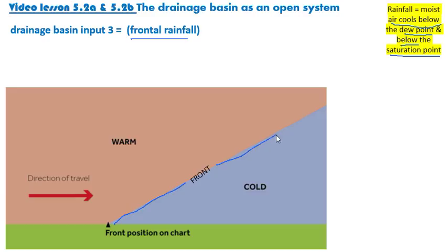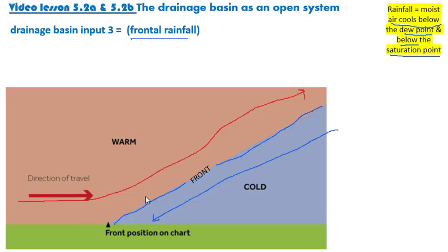There are different types of front, and we'll look at those later on in the course, but we'll just stick to the basics for the time being. If warm, moist air meets cold, dense air, logic tells you the warm, moist air wants to rise upwards and the cold air wants to descend or sink. So again, follow the logic through.